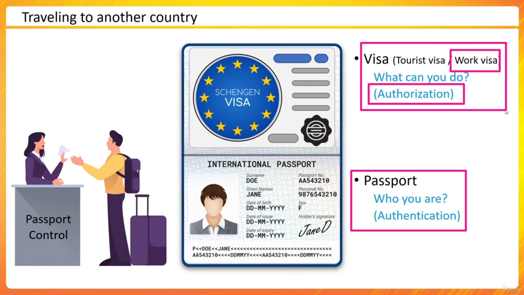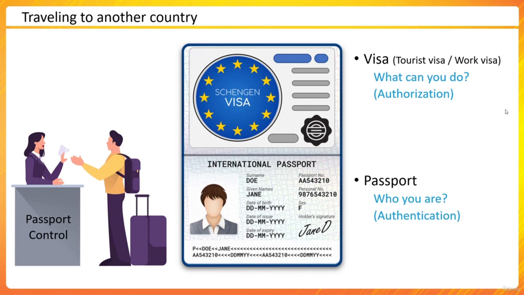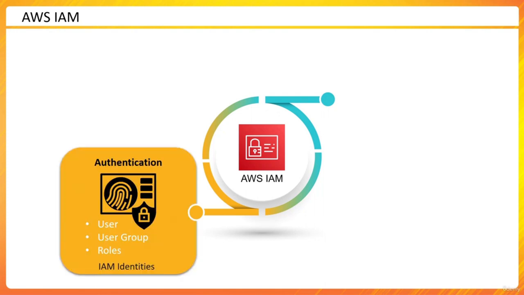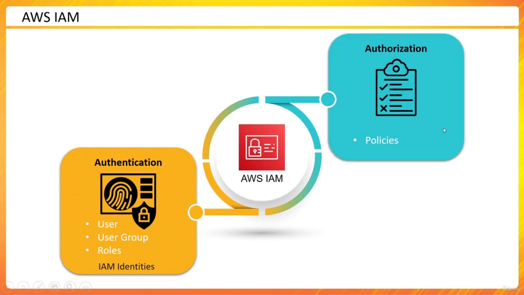So hopefully this thing is clear. Authentication and authorization. Authentication is who you are. Authorization is what you can do in the console or in the AWS environment. So how does AWS IAM create this kind of architecture to allow both authentication and authorization? IAM has two major types of resources. One, which facilitates the authentication process, and second, which facilitates the authorization.